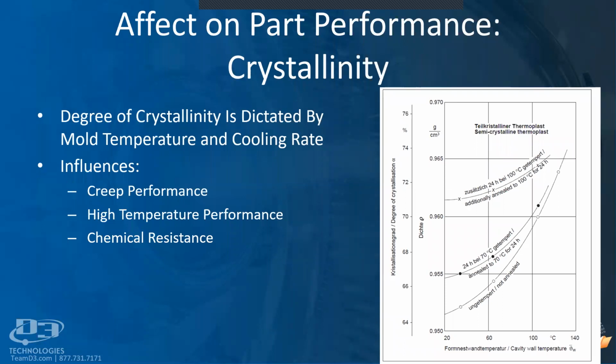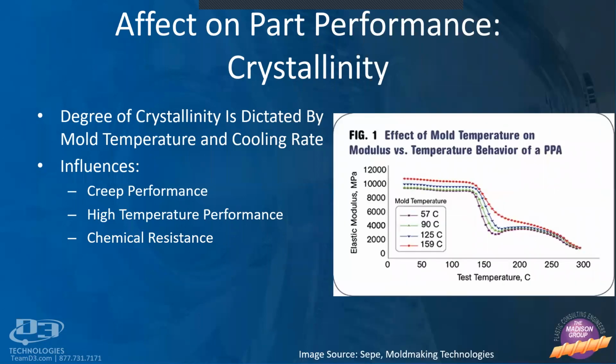Also, it's going to influence our chemical resistance. If we don't develop that crystalline structure, we're going to leave ourselves more susceptible to ESC or chemical attack because we're not developing that structure. So by running the mold hotter, we get more crystallinity in our part, and we're going to see better performance in terms of the creep, high temperature, and chemical resistance.